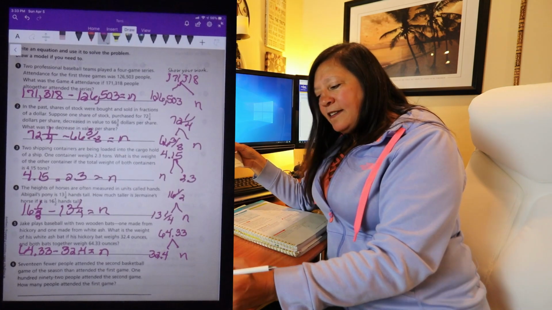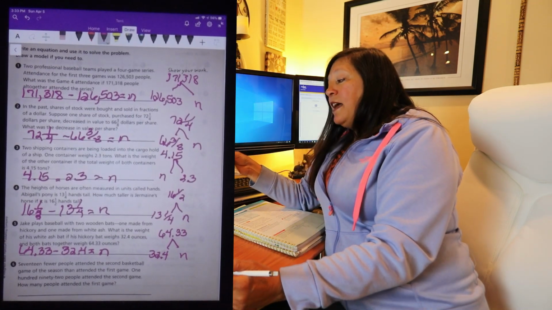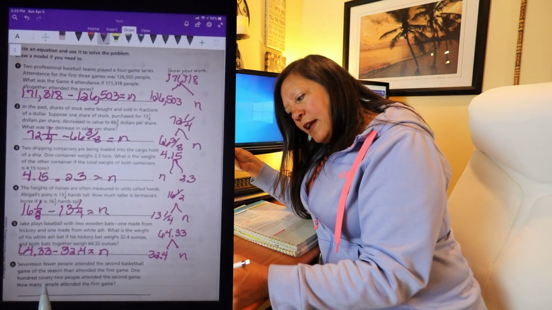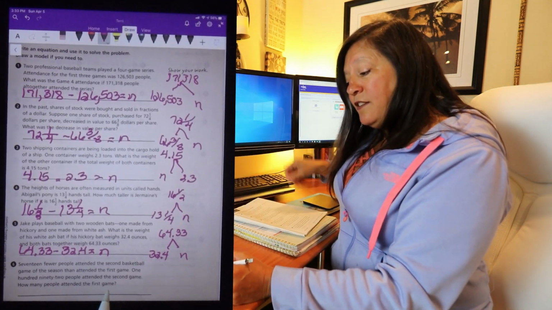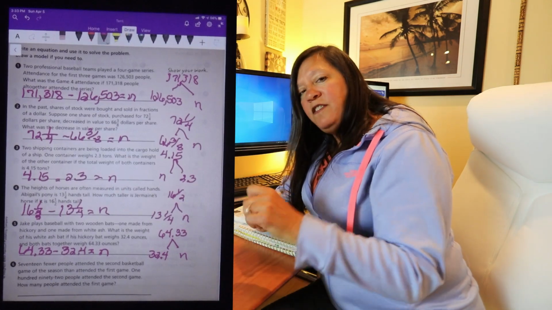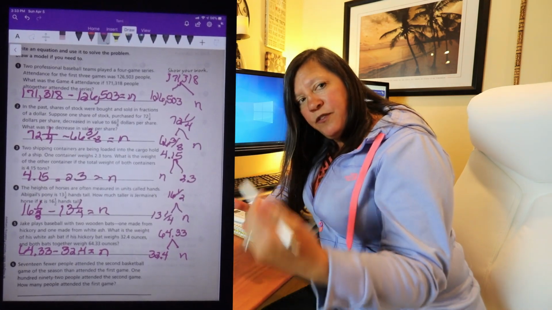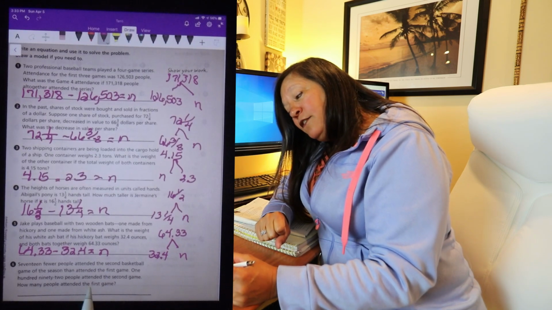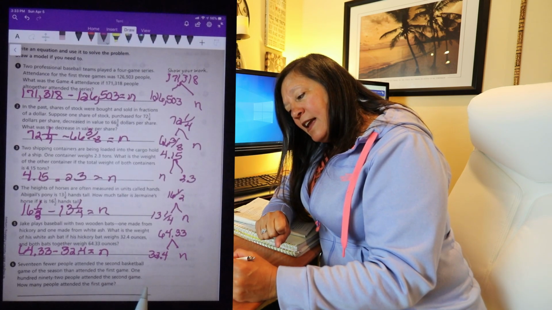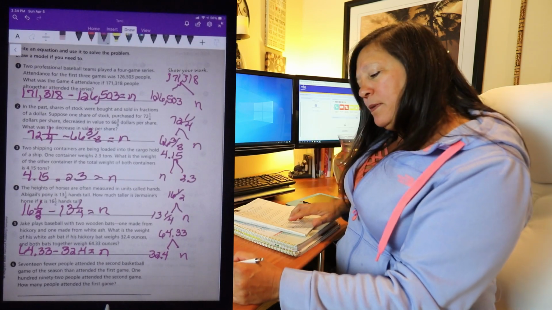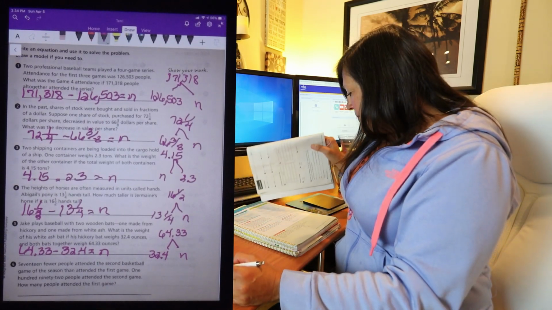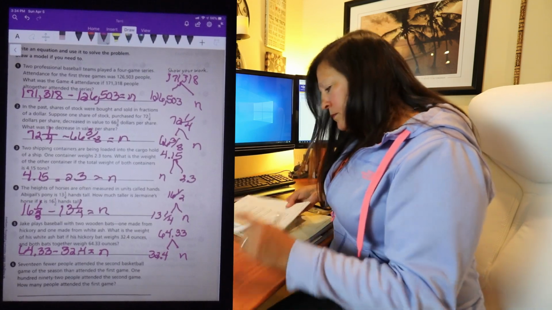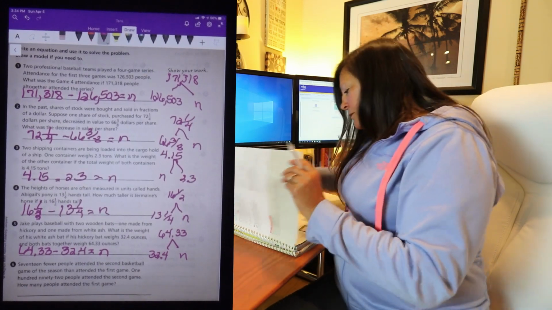All right, and number 6, one more. 17 fewer people attended the second basketball game of the season than attended the first one. So 17 fewer, fewer is one of our key words. Okay, 192 people attended the second game. How many people attended the first game? All right, so we know, let's see here a second.